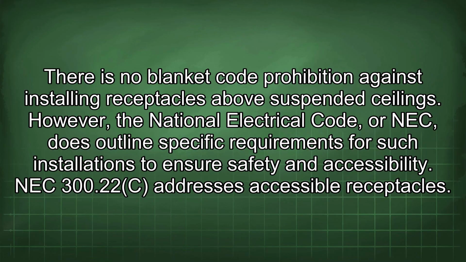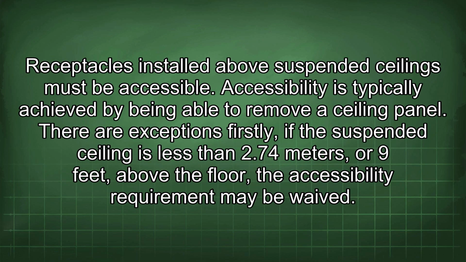There is no blanket code prohibition against installing receptacles above suspended ceilings. However, the National Electrical Code, or NEC, does outline specific requirements for such installations to ensure safety and accessibility. NEC 300.22c addresses accessible receptacles. Receptacles installed above suspended ceilings must be accessible. Accessibility is typically achieved by being able to remove a ceiling panel.